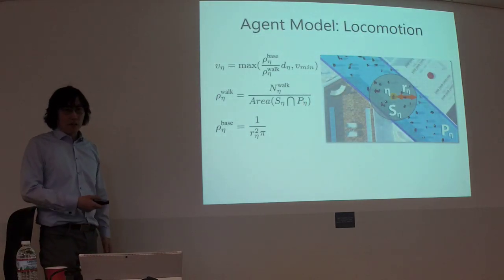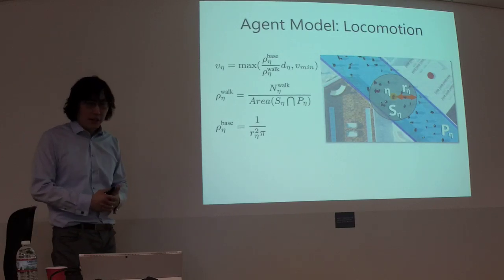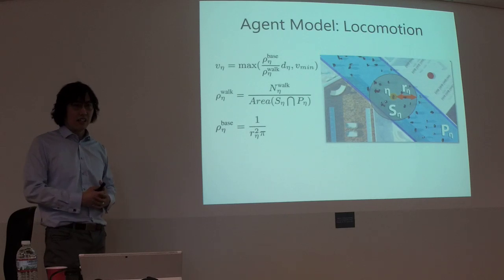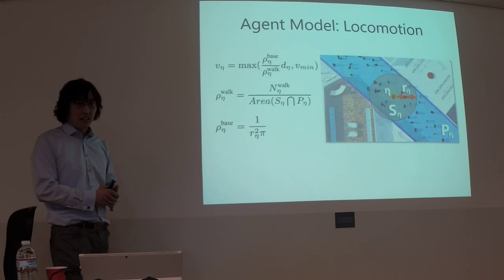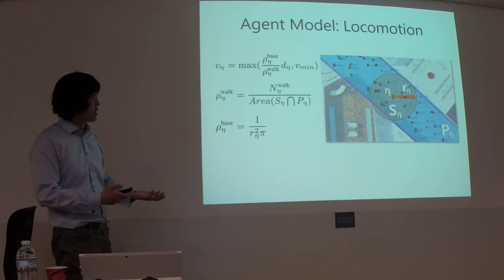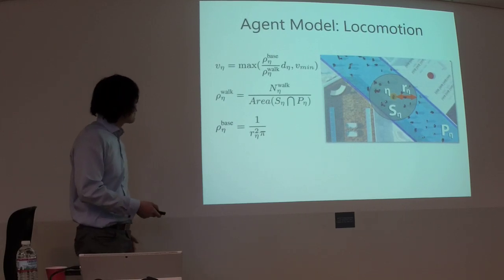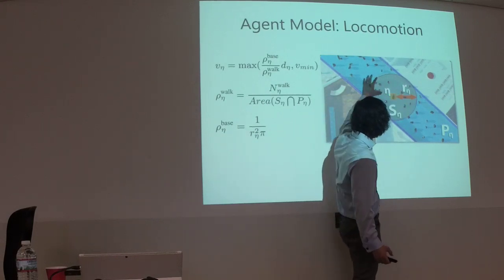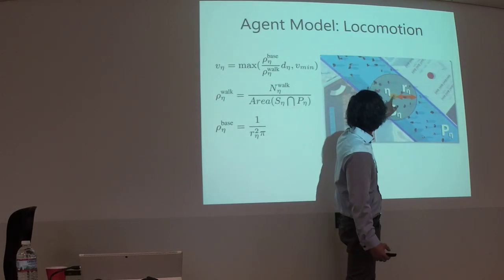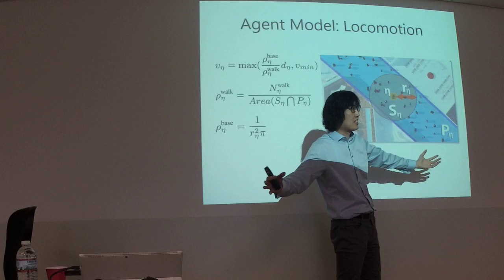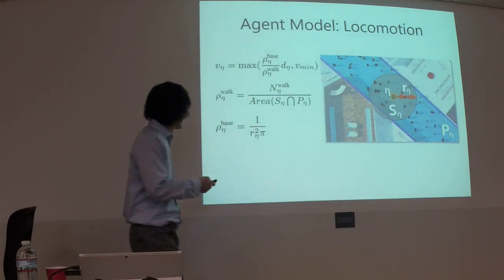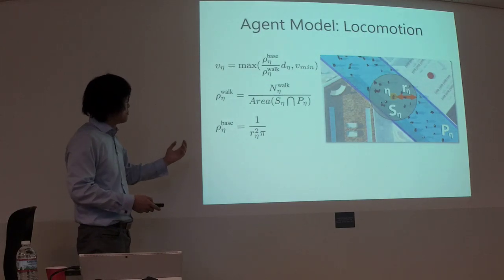So in our problem, if an agent perceives a crowd density over a certain baseline value, it will start to walk more slowly. The higher the crowd density, the lower the walking speed. So we have an agent, and then we have a range in which the agent can sense the number of people inside. The more people there are, the more slowly he walks.